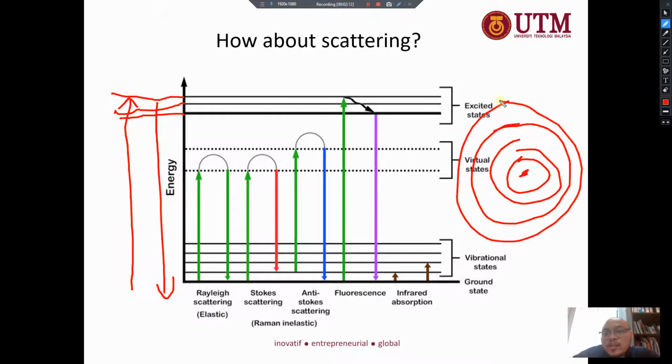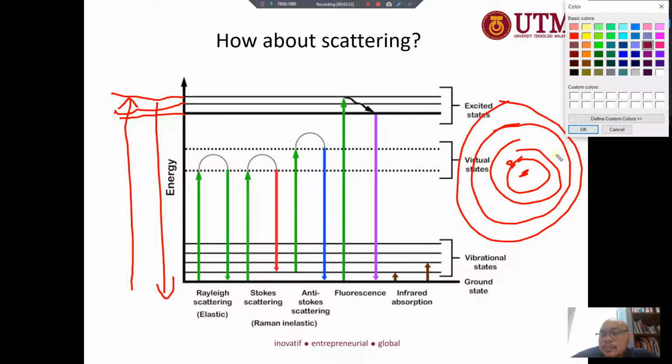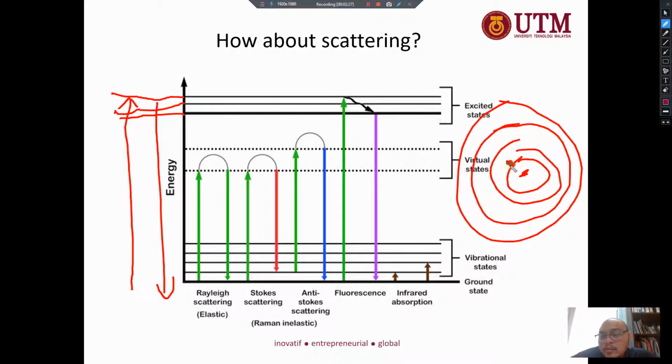Let's say for the normal process of absorption and emission, you start from the first electron here. Then it will go to the higher level. So this is absorption. If it goes back to the original place, we call it emission.